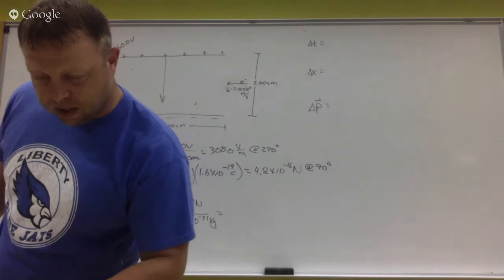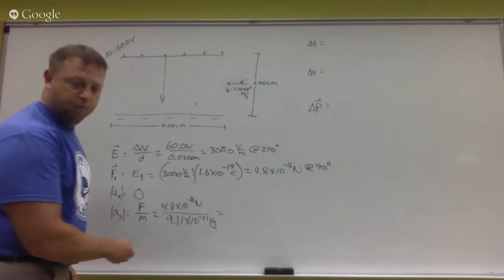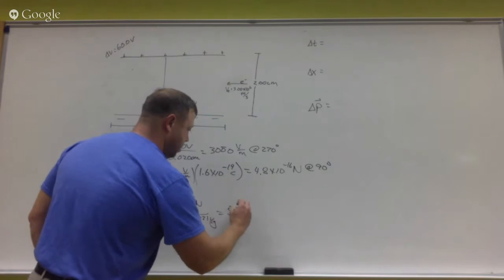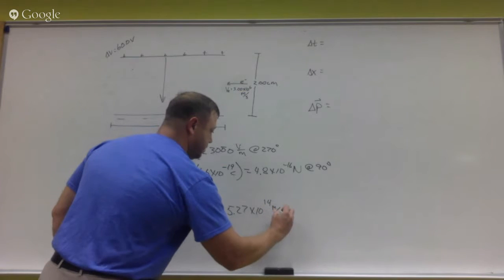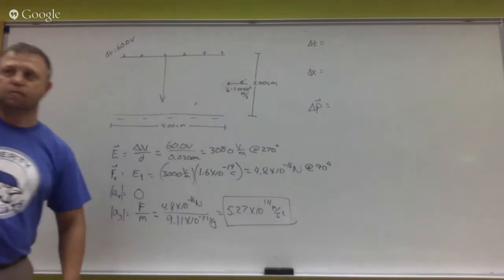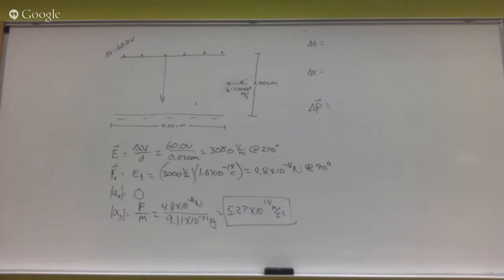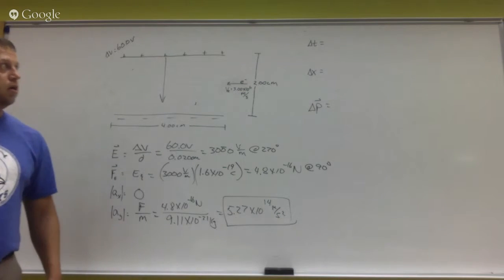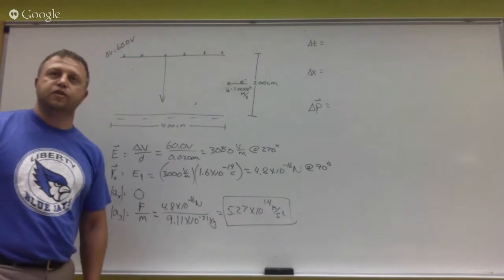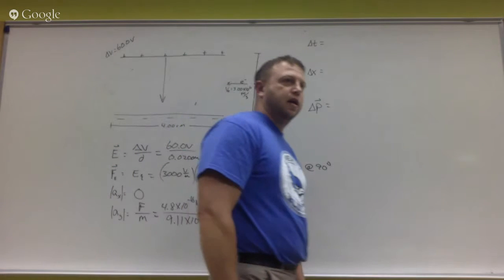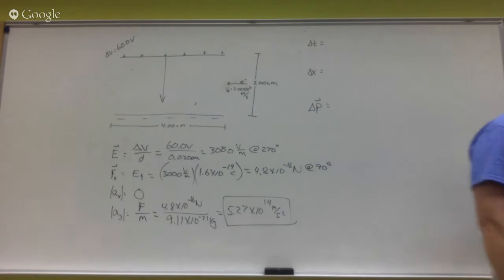Should be a pretty small acceleration. It is 5.27 times 10 to the 14 meters per second squared. There's your unit. Are you happy now? All right. Here's the next question. I want to know how much time before the electron collides with the plate.